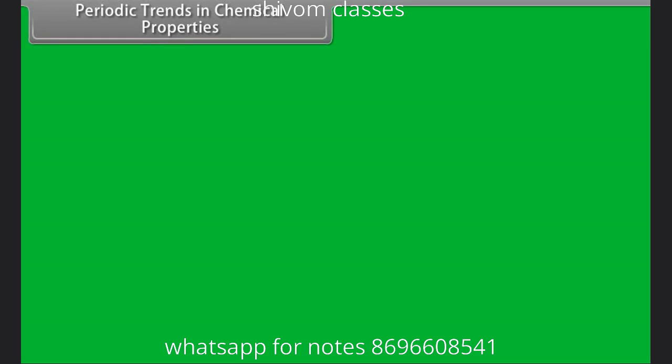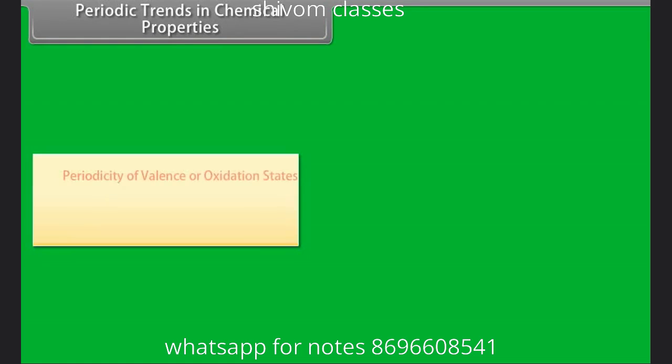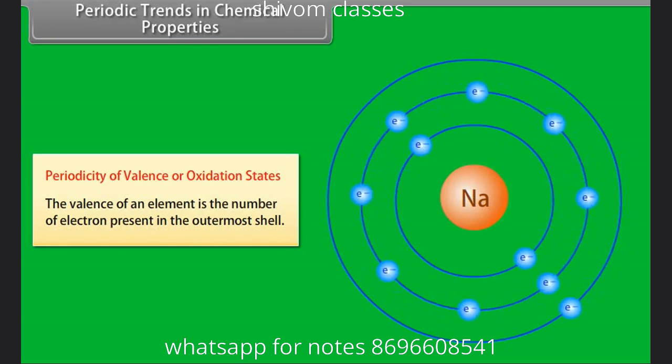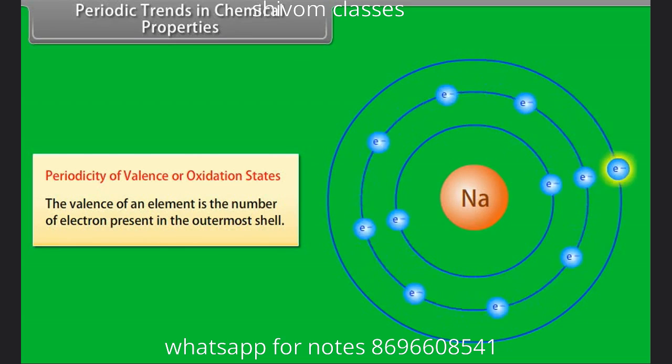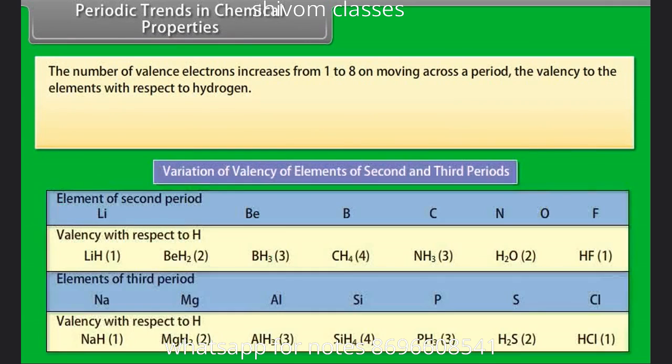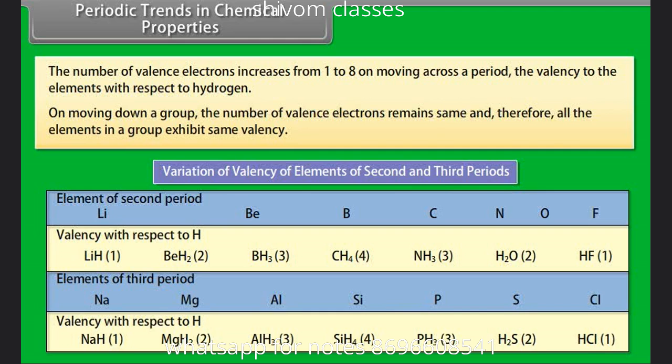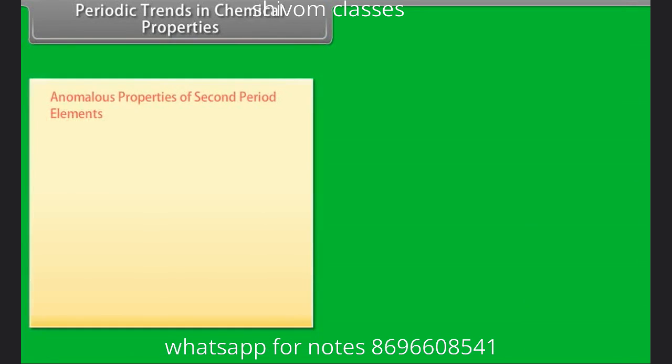Periodic trends in chemical properties. Periodicity of valency or oxidation states. The valency of an atom is the number of electrons present in the outermost shell. The number of valence electrons increases from 1 to 8 on moving across a period. On moving down a group, the number of valence electrons remains the same, and therefore all the elements in a group exhibit the same valency.